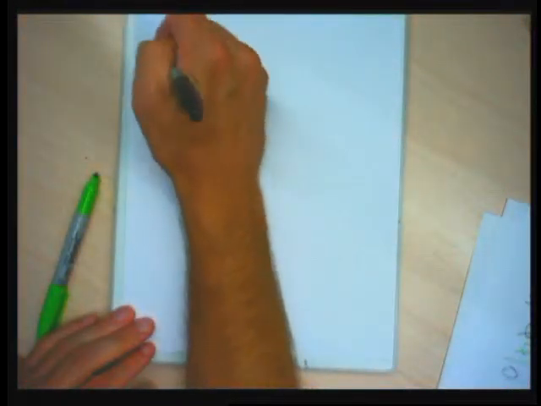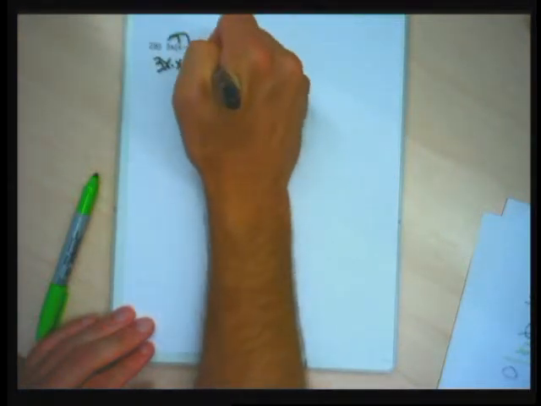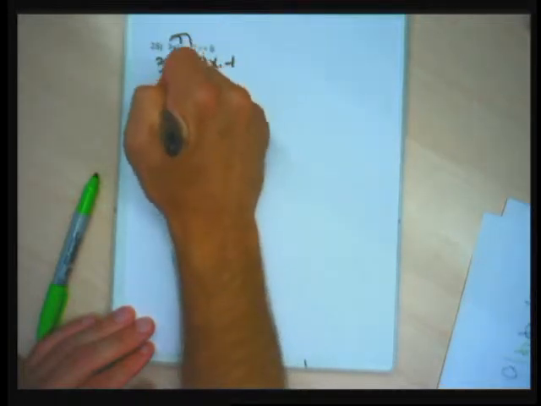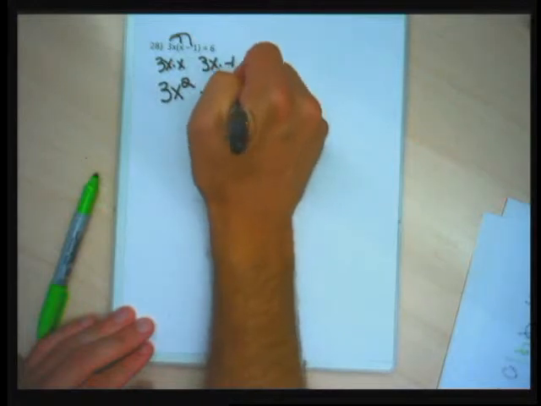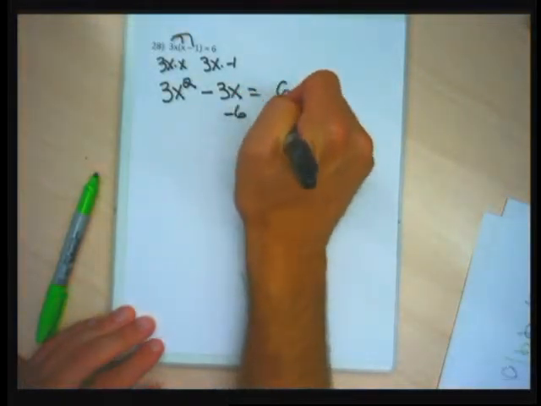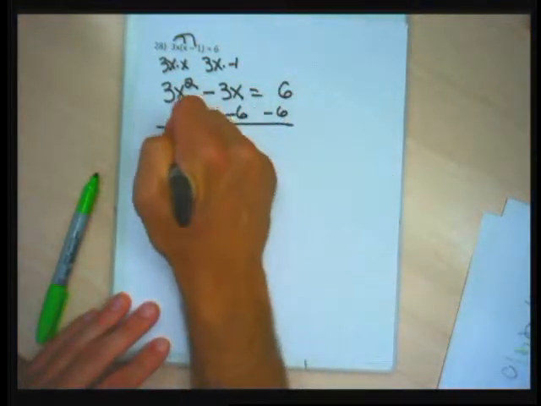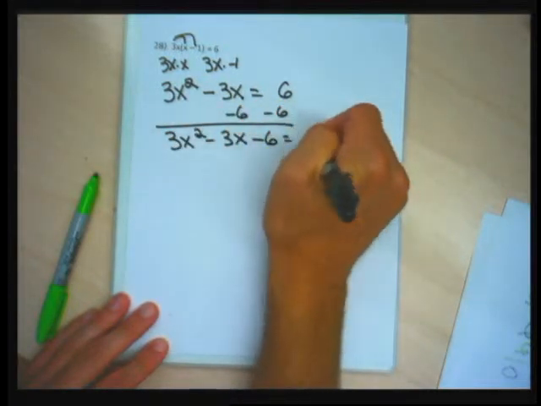I have the same problem with 28 that I did with the last problem. It's not set equal to 0. I don't see 3 individual pieces. I'm going to clear the parentheses on the left side by going 3x times x and 3x times minus 1. 3x times x gives me 3x squared, and 3x times minus 1 gives me minus 3x. I see 3 individual pieces, but it's not set equal to 0, so I'm going to get it set equal to 0 and go 3x squared minus 3x minus 6 equal to 0.